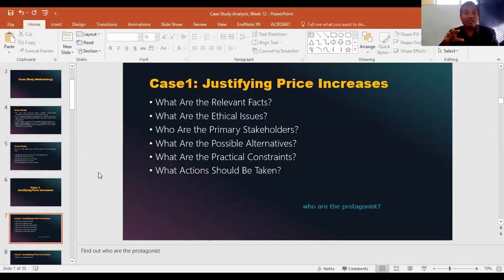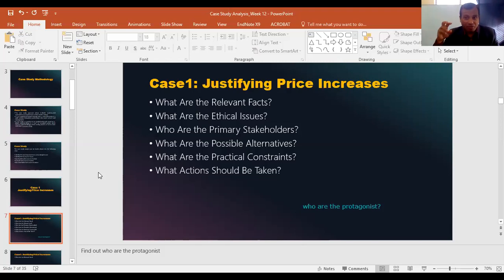Okay, so justifying price increase, I hope you understand the case well. All the discussions regarding this case will be around 6 key points. What are the relevant facts in this case? What are the ethical issues? Ethical issues in a sense, from the marketing perspective. Who are the stakeholders? Primary, secondary, external, internal. What are the possible alternatives in this case? What are the practical constraints? I said bounded system, boundaries. What are the limitations?